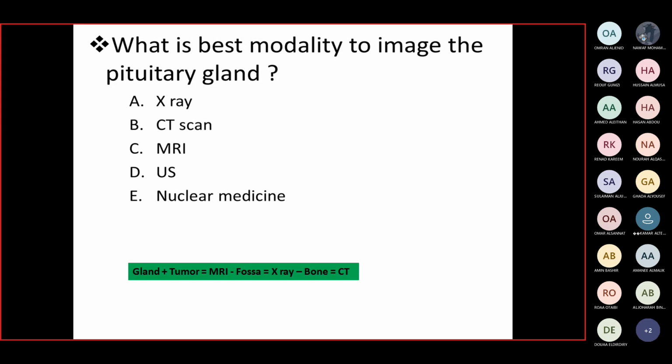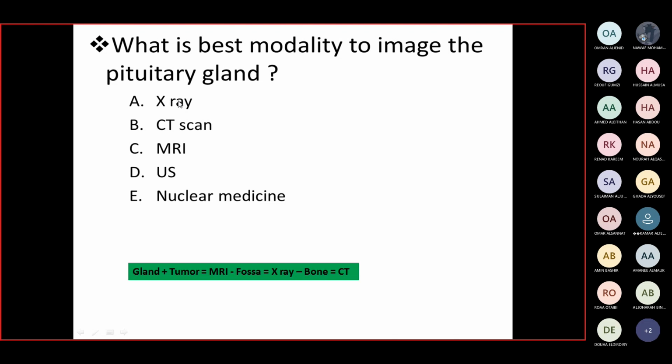My question: what is the best imaging modality for the pituitary gland? Anyone? MRI. Yes. Why? You can assess the soft tissue. Yes, without the bone. It is a good imaging modality for soft tissue. It uses no ionizing radiation. It can assess the neighboring structures, but it is very poor in what? In assessment of bone structures.